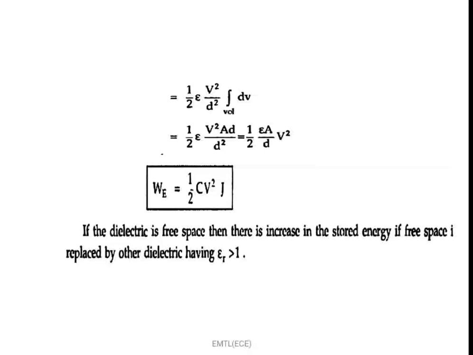Here d value is cancelled. So 1 by 2 epsilon A by d V square. We have already discussed in the capacitance of a parallel plate that C is equal to epsilon A by d. Now replace epsilon A by d by C, where C means capacitance. So the energy stored, that is WE, is equal to half C V square joules.